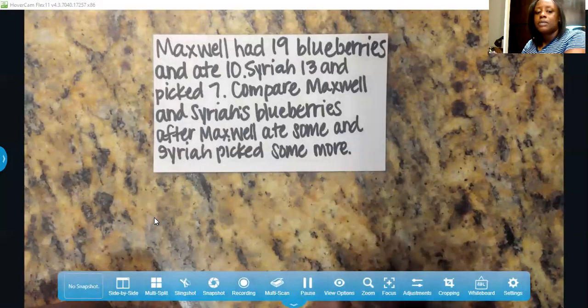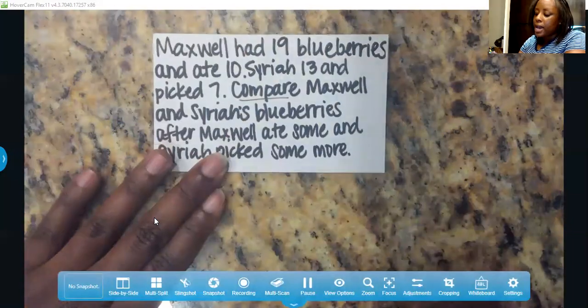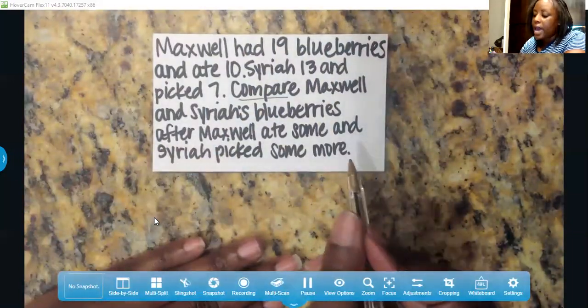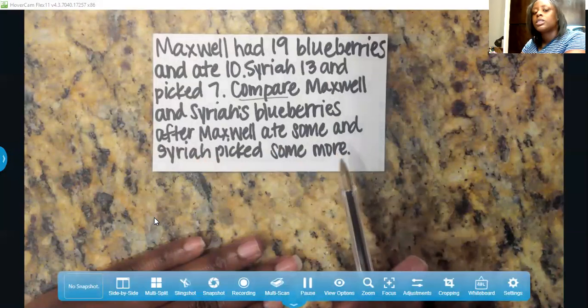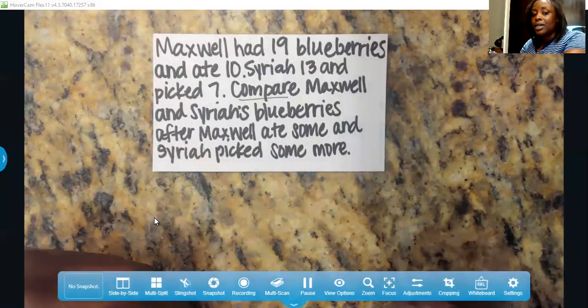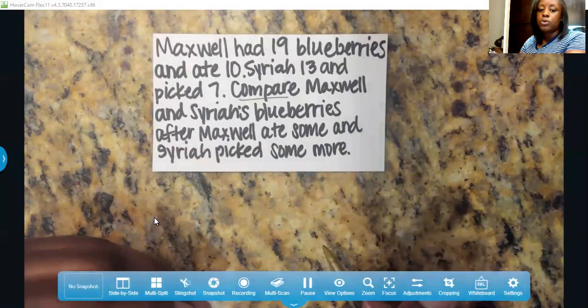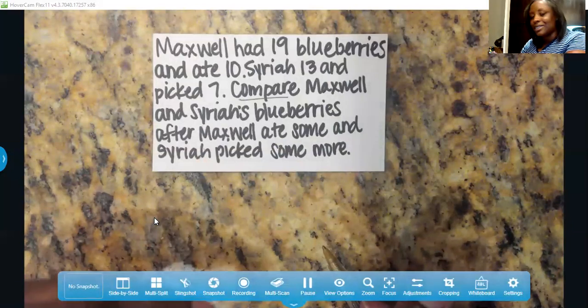Maxwell had 19 blueberries and ate 10. Soraya had 13 and picked 7. Compare Maxwell and Soraya's blueberries after Maxwell ate some and Soraya picked some more. Compare this means tell me who has more or who has less.